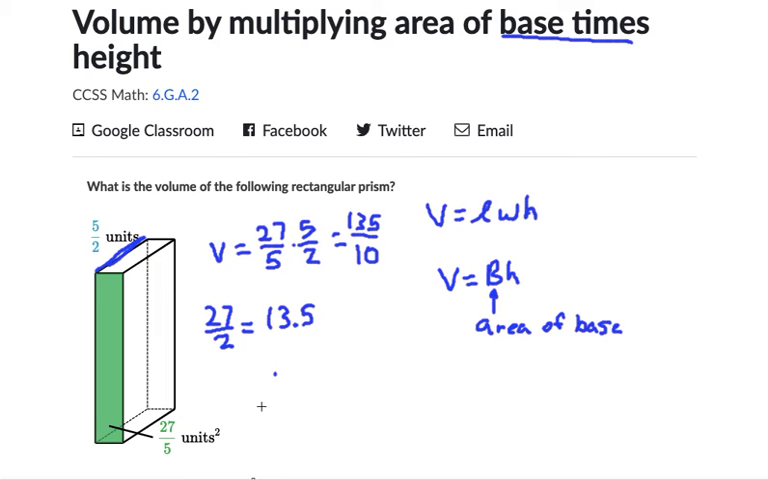So as you're working through these, you're going to be given the area of the base, and it will be given in square units, and then you'll be given a height, and it'll just be given in units. Once you multiply those together, that will give you the volume. And that's what you'll be doing on these ones.